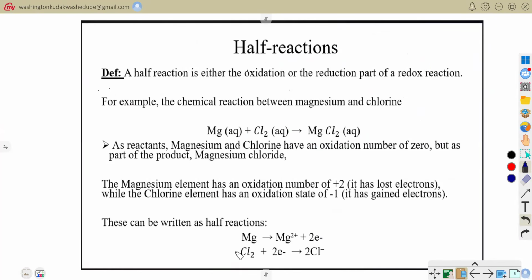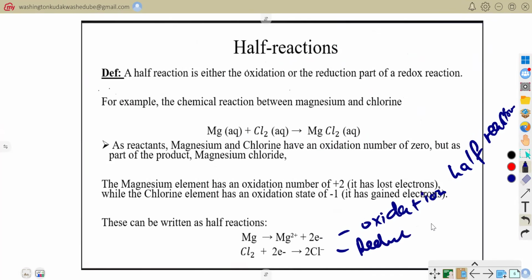So you would have just written them like this. This becomes the oxidation half reaction, whilst this one becomes the reduction half reaction. So these are the half reactions.